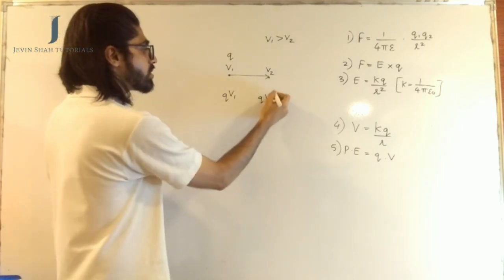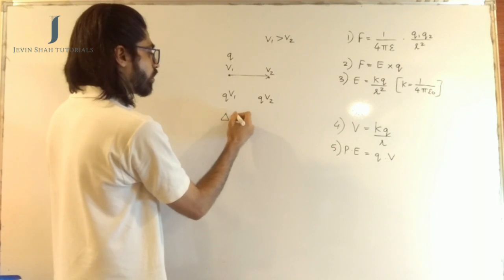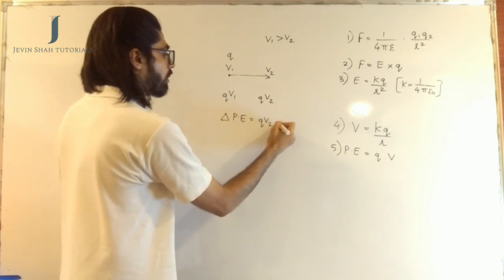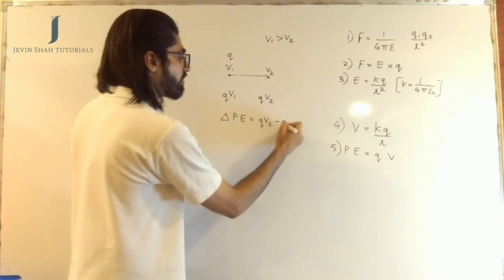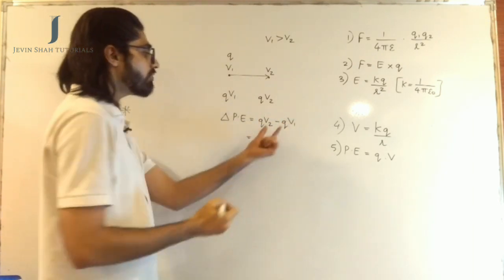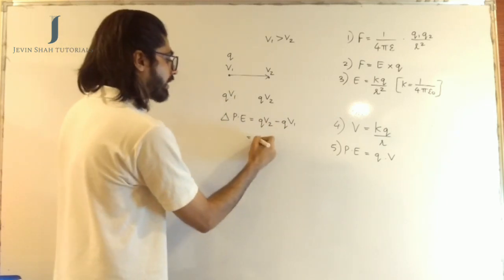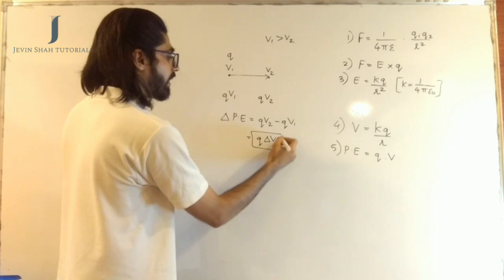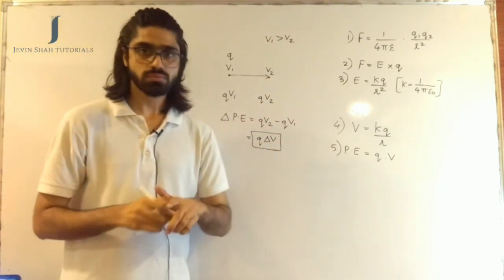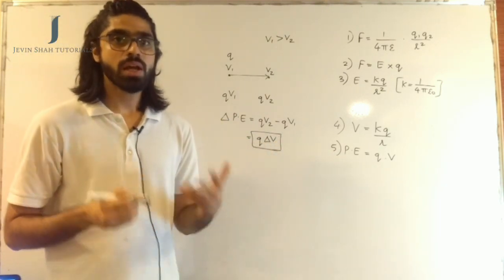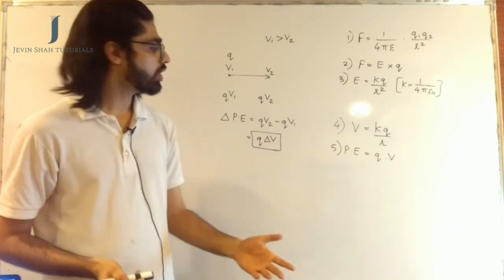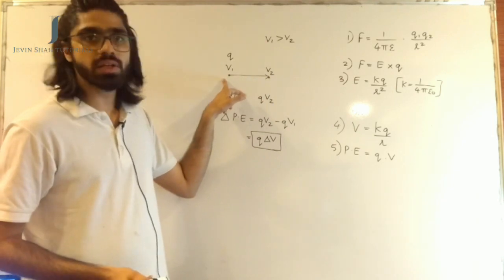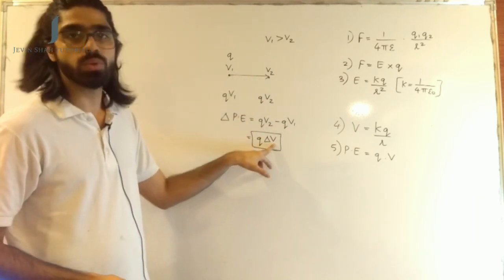You will say that the final energy is QV2, the change in potential energy will be the final energy, which is QV2, minus the initial energy, that is QV1. You can pull out the Q common, and you can say that the change in potential energy is Q into V2 minus V1, that is Q into delta V. Keep in mind, change in something is always given by final minus initial. So here also we had V2 minus V1, that is the final potential minus the initial potential, and that is why we said Q delta V.